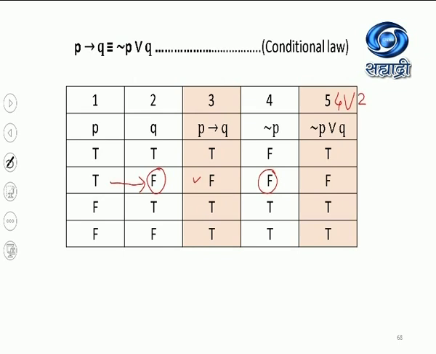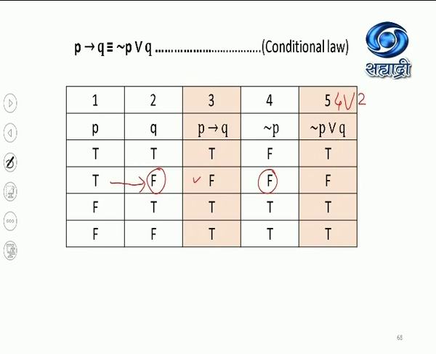Then how can I conclude whether the left-hand side statement pattern is equivalent to the RHS statement pattern? Obviously, by comparing the respective concluding columns for the given statement patterns. LHS statement pattern P implies Q is given in column 3, and column 5 is allotted for the statement pattern negation P or Q. Now, the two statement patterns are equivalent by definition if their truth tables are identical.